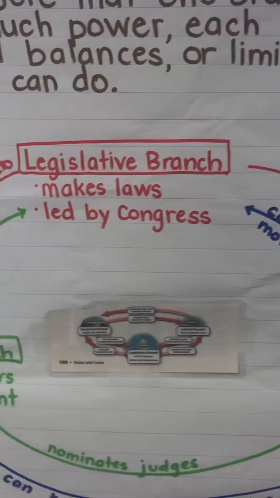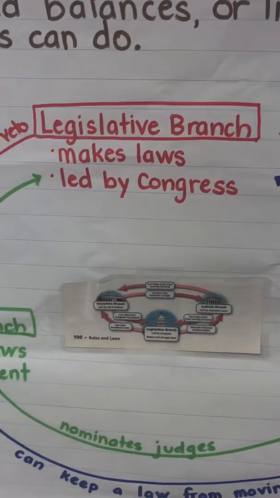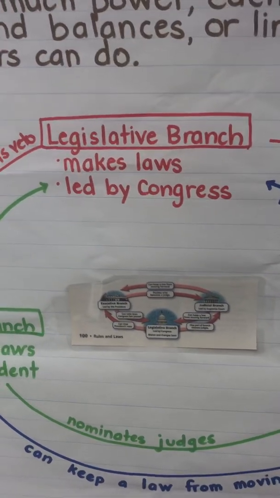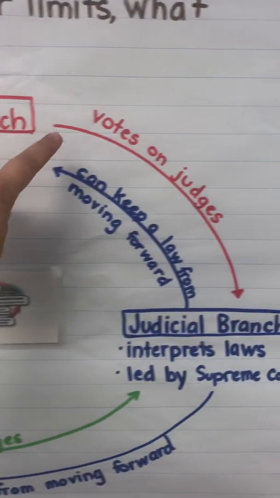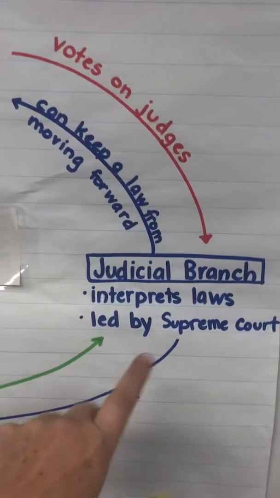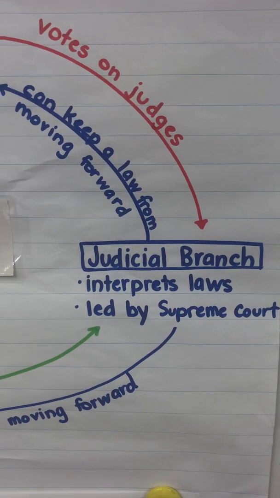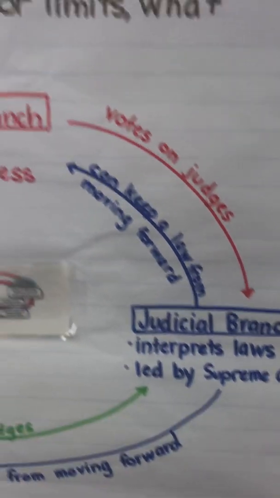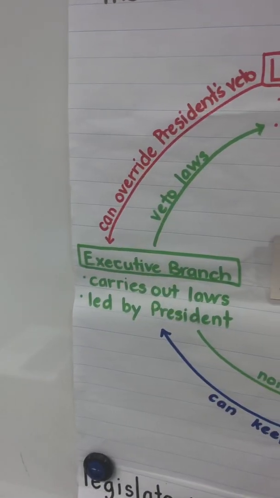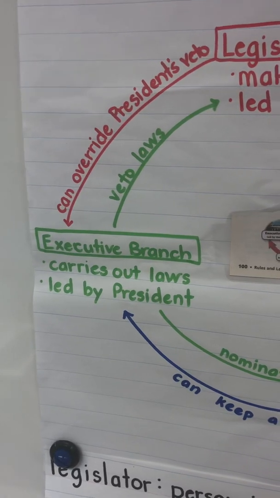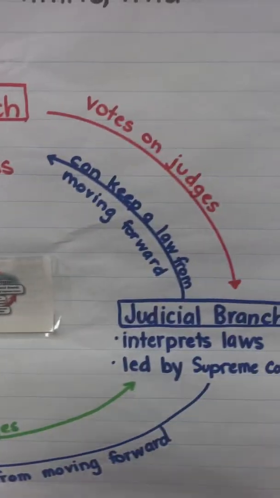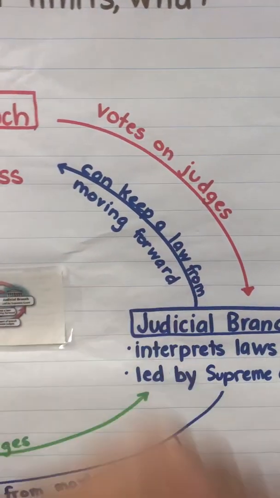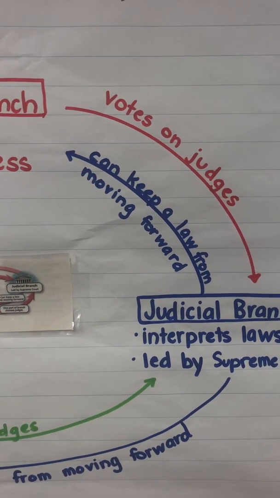All right, let's see what the legislative branch can do to the judicial branch and vice versa. Okay, the legislative branch makes laws and it's led by Congress. And we learned that they vote on the judges that sit in the judicial branch. Okay, the judicial branch interprets laws and they're led by the Supreme Court. So even though the president nominates certain judges, the legislative branch votes on the judges, okay?